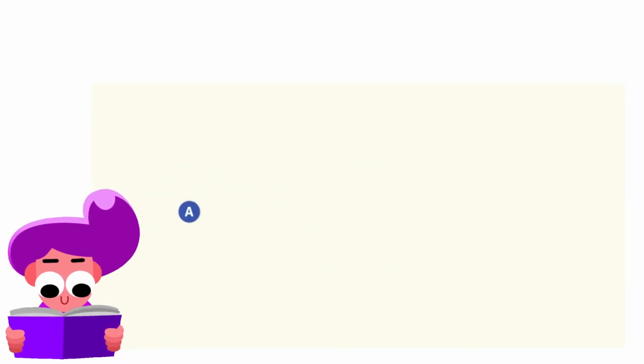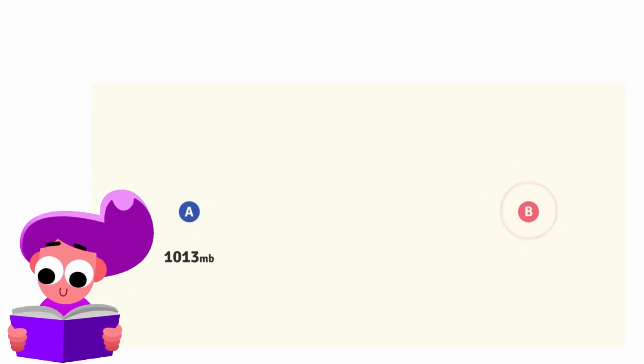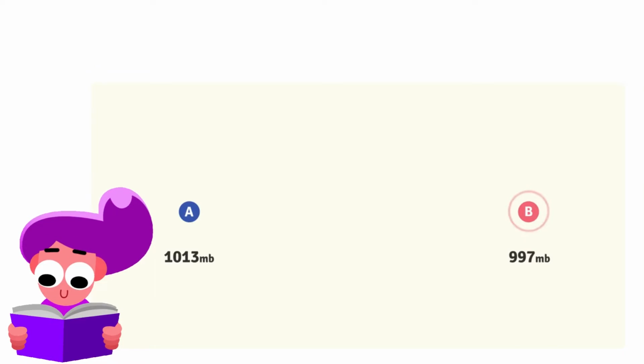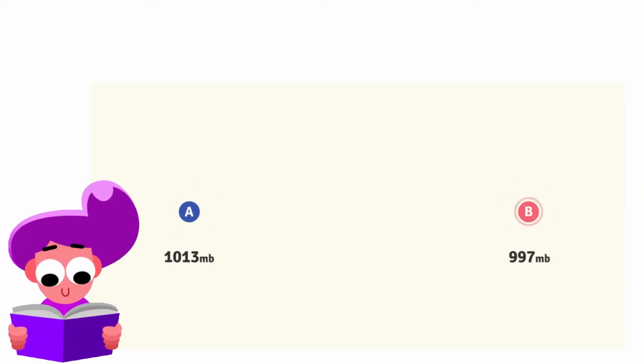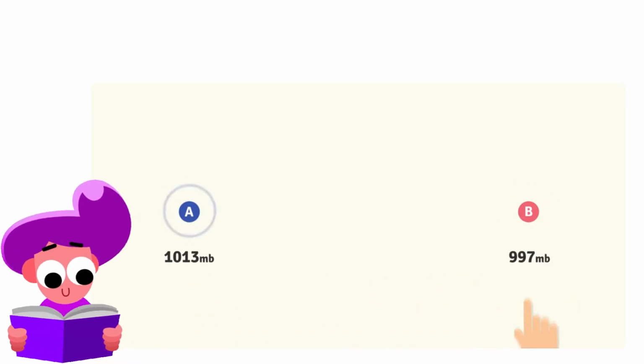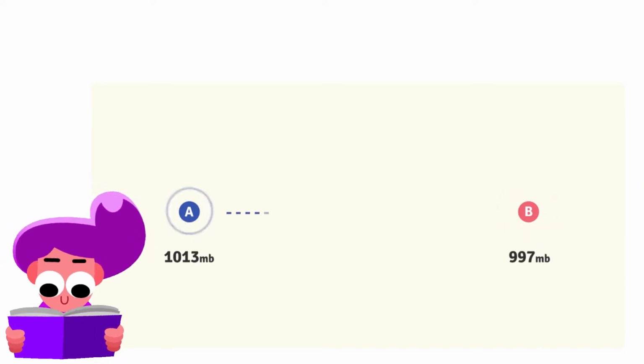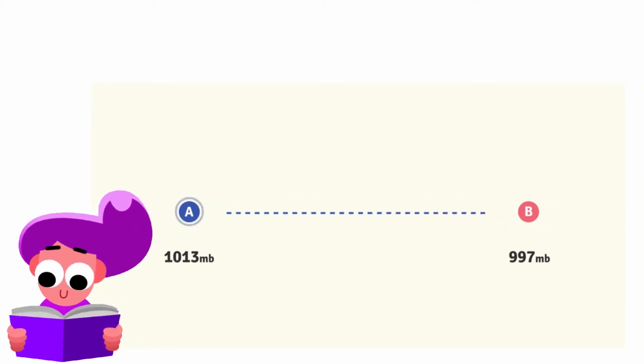To illustrate this, let us suppose that point A has a pressure of 1013 millibars and point B has a pressure of 997 millibars. Because of the pressure difference, air will naturally flow from point A, the area of higher pressure, to point B, the area of lower pressure. Now, the greater the difference in pressure, the faster the flow of the air will be. In other words, the wind will be stronger.